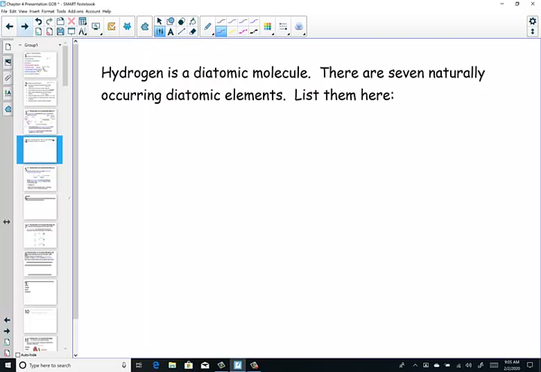There are actually 7 naturally occurring diatomic molecules that we should put into our notes. Hydrogen was just one of those. And I'll redraw that. Hydrogen with its 1 valence electron combines with the second hydrogen and its 1 valence electron, forming a molecule of H2. Hydrogen is a diatomic molecule in its elemental form. It's just one of 7. Let's investigate the others.